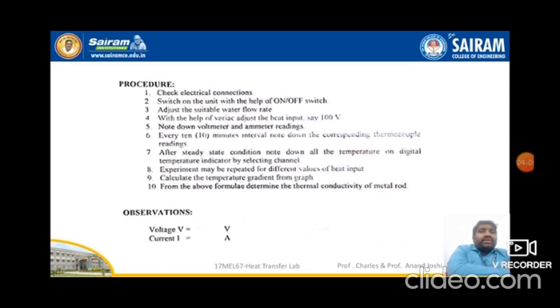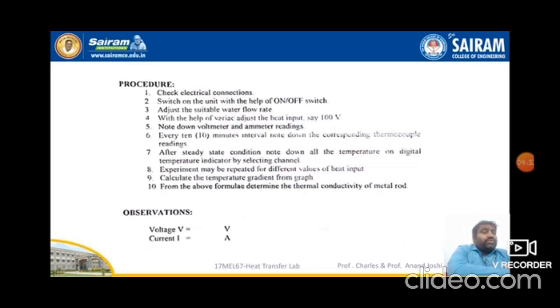Seventh, after steady state conditions, note down all the temperatures on the digital temperature indicator by selecting the channel. Eighth, the experiment may be repeated for different values of heat inputs and calculate the temperature gradient from the graph. And the last one is, from the above formula determine the thermal conductivity of the metal rod.